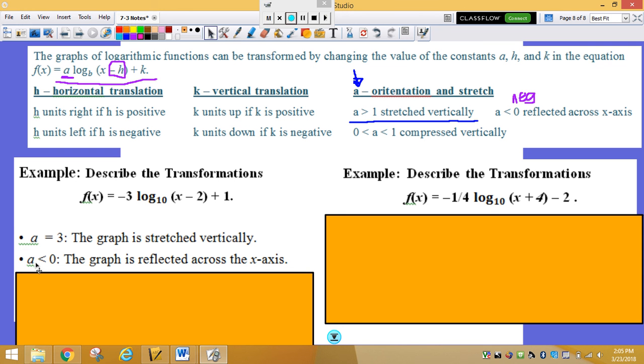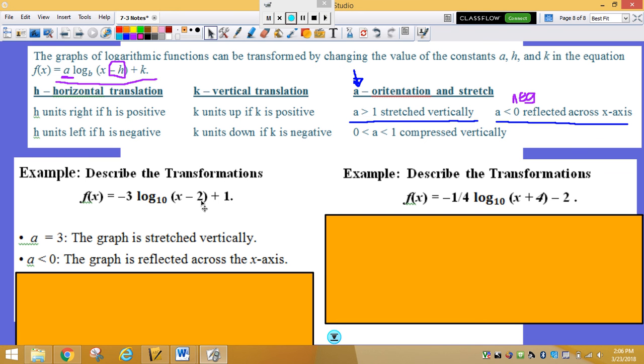Now, because it's negative, A is less than 0. It's a negative 3. That means it's reflected across the x-axis. And I got that from right here. If it's negative, it's reflected across the x-axis.